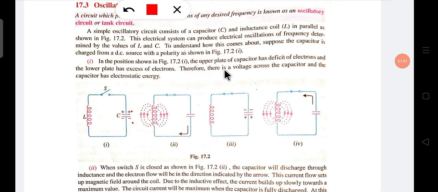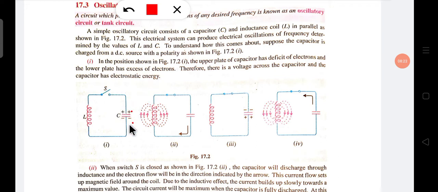Therefore there is a voltage across the capacitor. Since this is positive and this is negative, as I told you previously, the potential difference is called the voltage source. Here the number of electrons is high, and here the number of electrons is low, so a voltage source is produced here. And the capacitor has electrostatic energy.